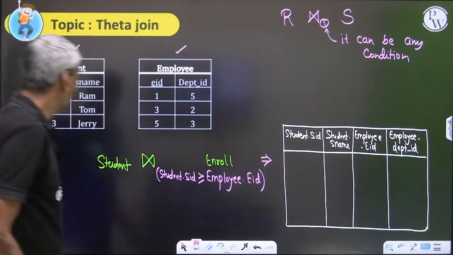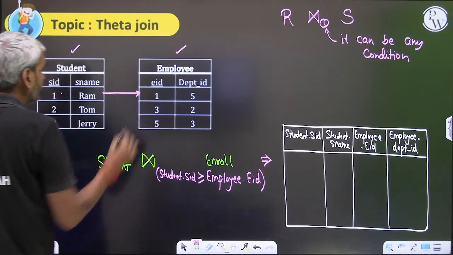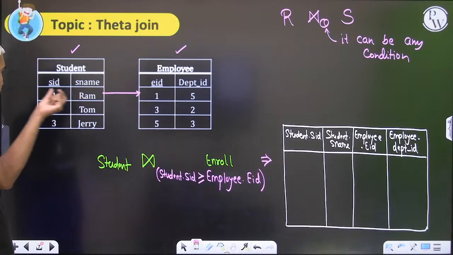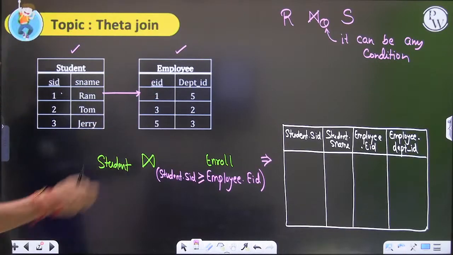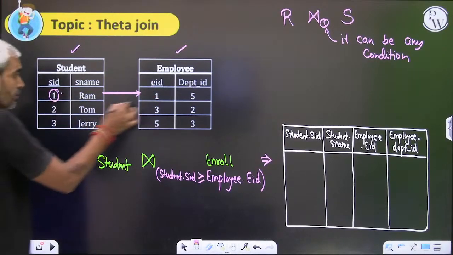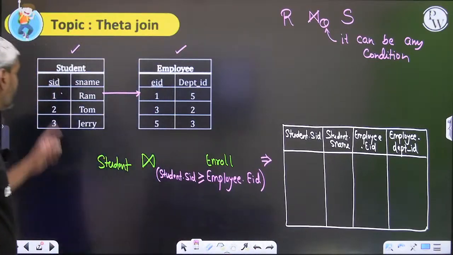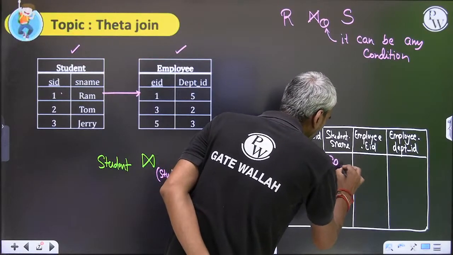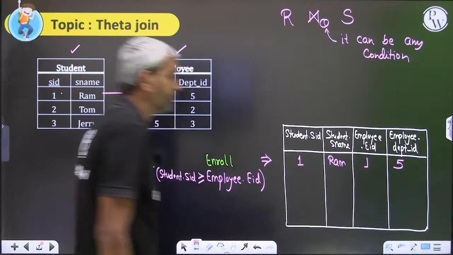And finally, we'll check, if these two tuples are combined, then with respect to this merged tuple, whether SID in the student table is greater than or equals to EID in the employee table or not. Yes, sir. Here SID is 1 and here also it is 1. So it is because of this equality condition, because of this equality condition, 1 RAM will be combined with 1 5, where 5 is the department ID.